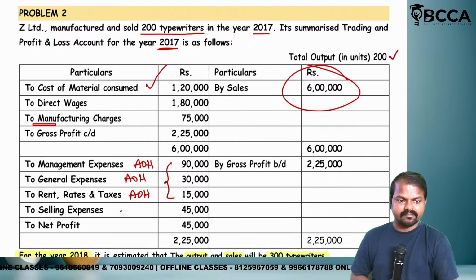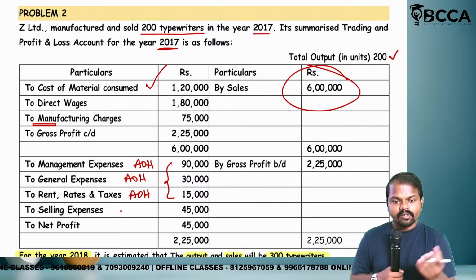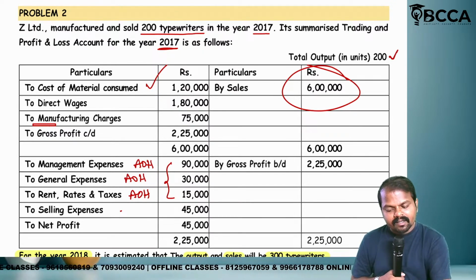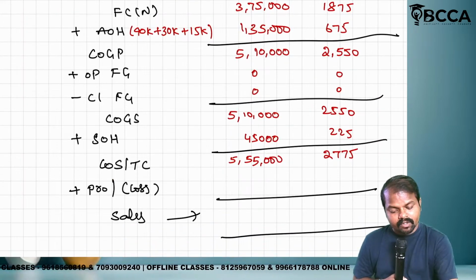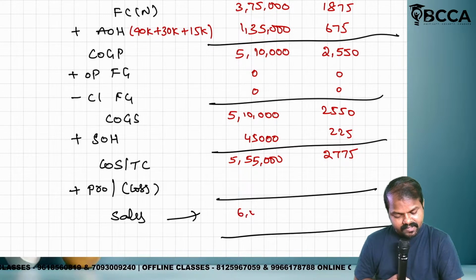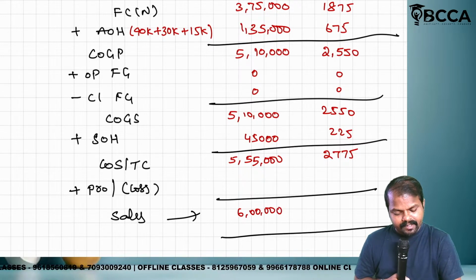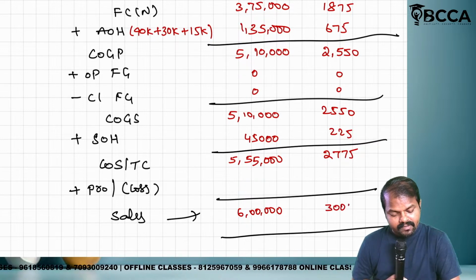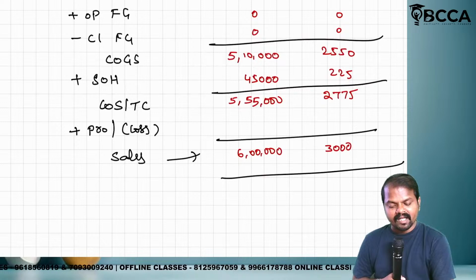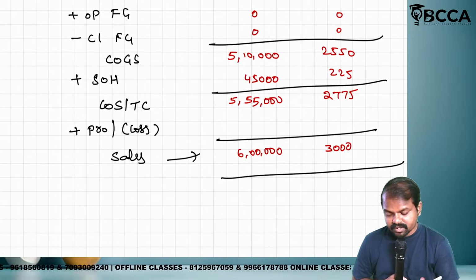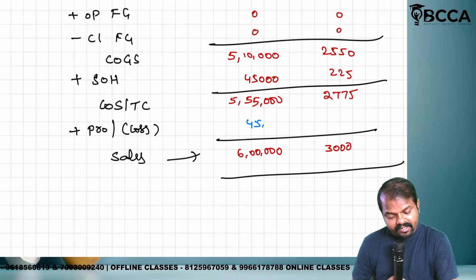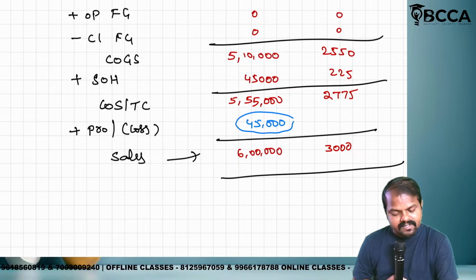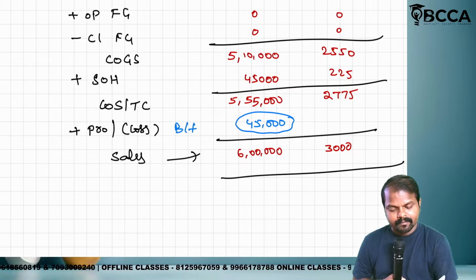Sales is given. 2017 sales is given or not given? So sales is equal to how much? 6 lakh divided by 200 units, 3,000. Now check profit or loss. How much? 45,000. How do you know? This is the balancing figure.